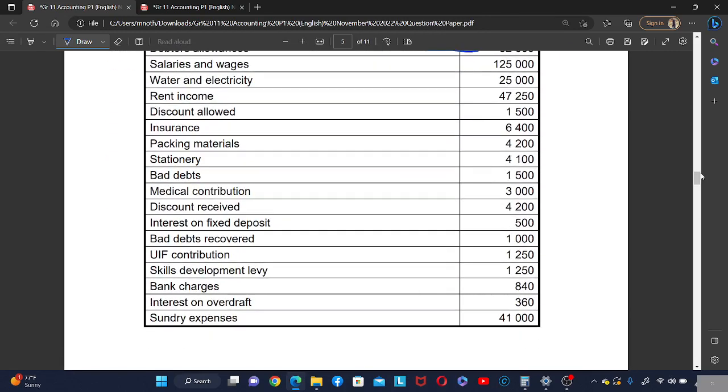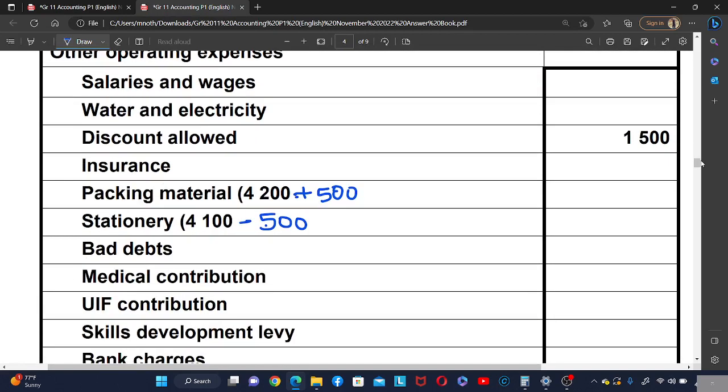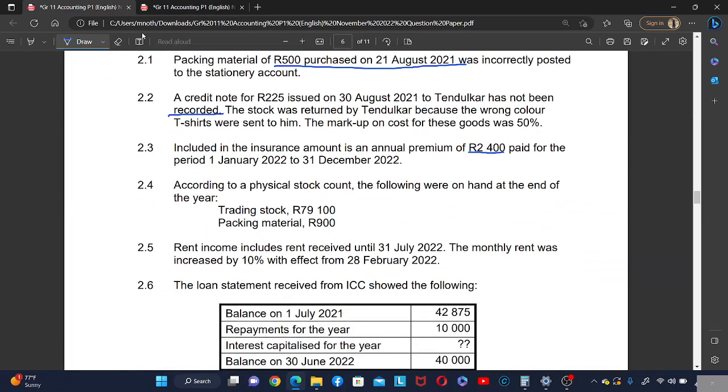So there we're talking about the insurance. Let's look at the insurance. The insurance is 6,400. So what are they saying about it? They are saying that included in the insurance amount is an annual premium of 2,400 paid for the period. So we paid for the period of 1 January 2022 to 31 December 2022.